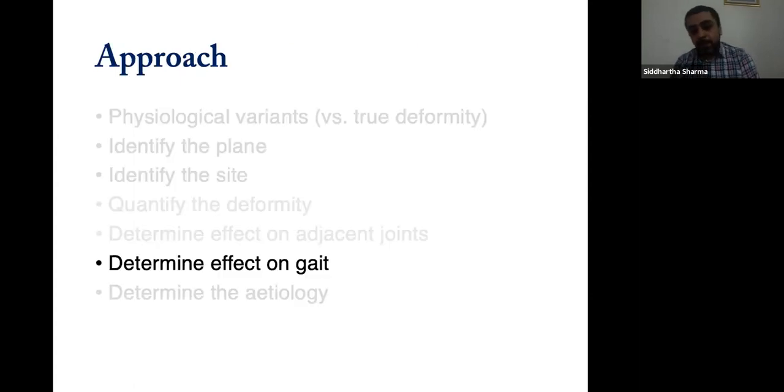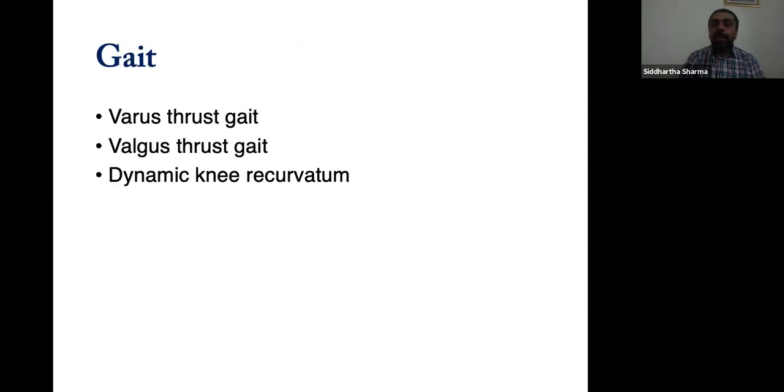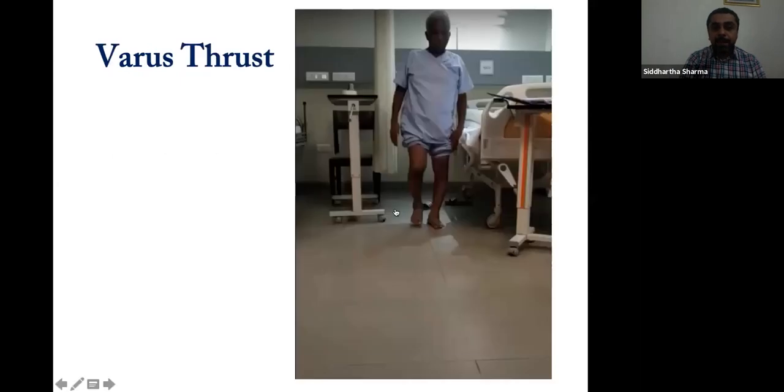Finally, you have to look at the effect on gait, and gait by itself is a big topic. So three important things when you talk of lower limb deformities are a varus thrust gait, a valgus thrust gait, which you see with a valgus deformity, and a recurvatum gait, which you see with a recurvatum deformity, right? And here is one example of a varus thrust gait.